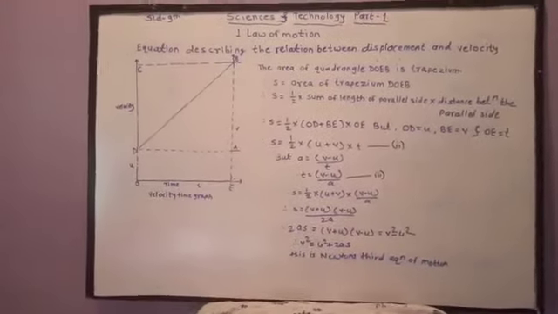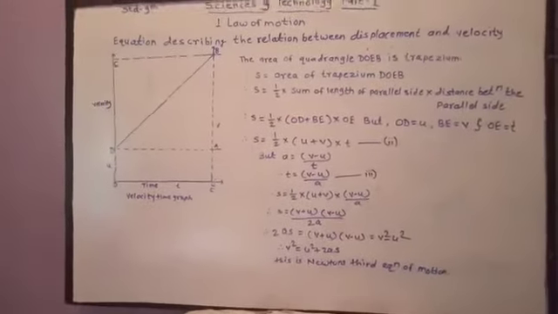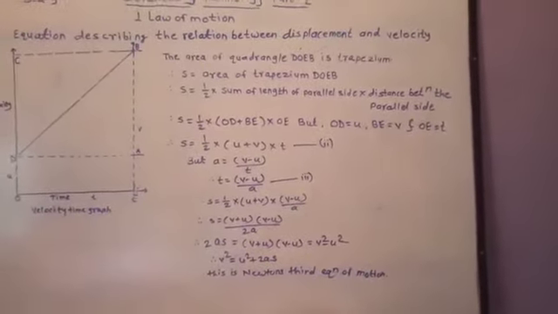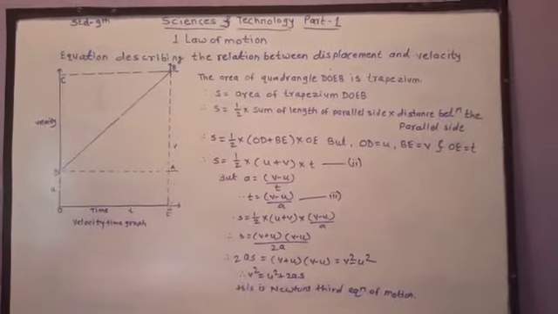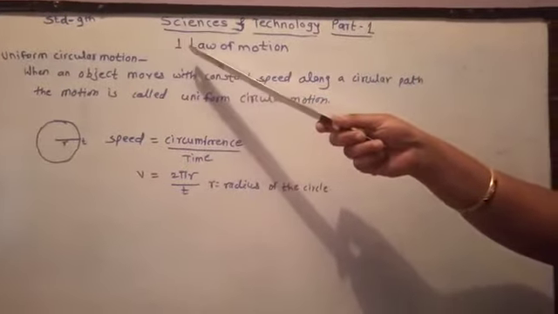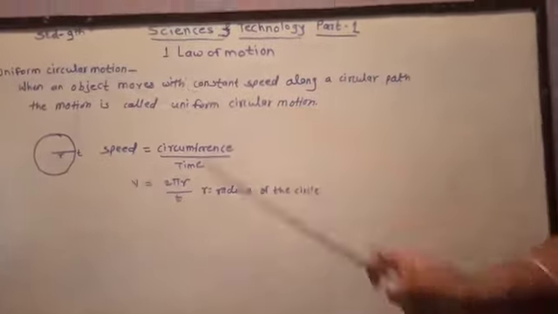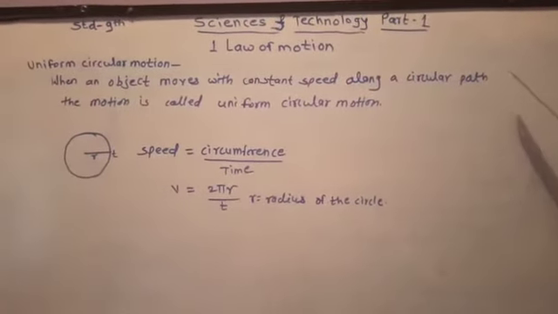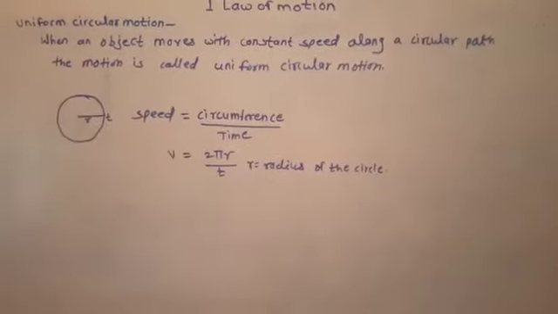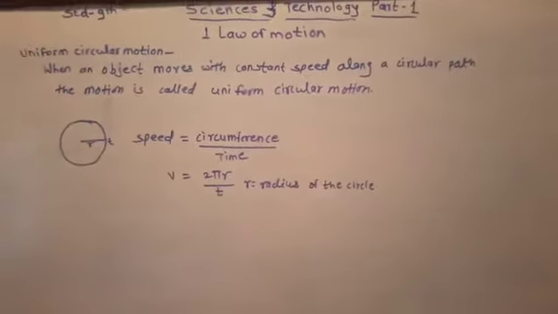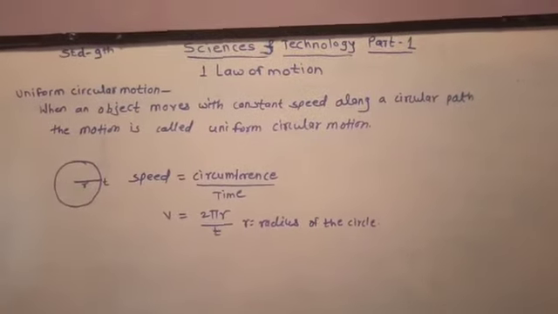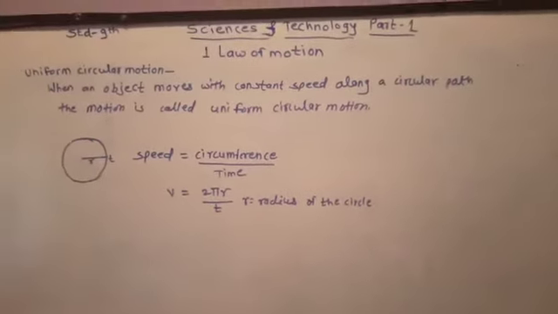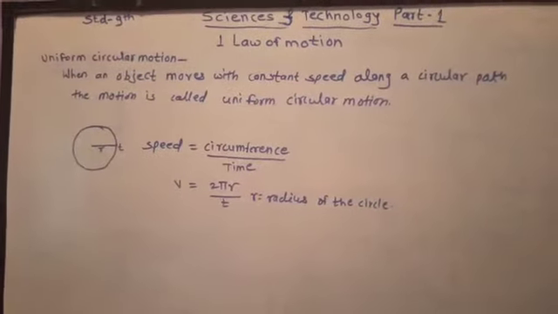Always remember, the velocity of an accelerated object changes with time. Change in the velocity can be due to a change in direction or magnitude of the velocity or both. Uniform circular motion. Next point. The definition of uniform circular motion: when an object moves with a constant speed along a circular path, the motion is called uniform circular motion. For example, a stone tied to a string, or that of a point on a bicycle wheel, are uniform circular motion.